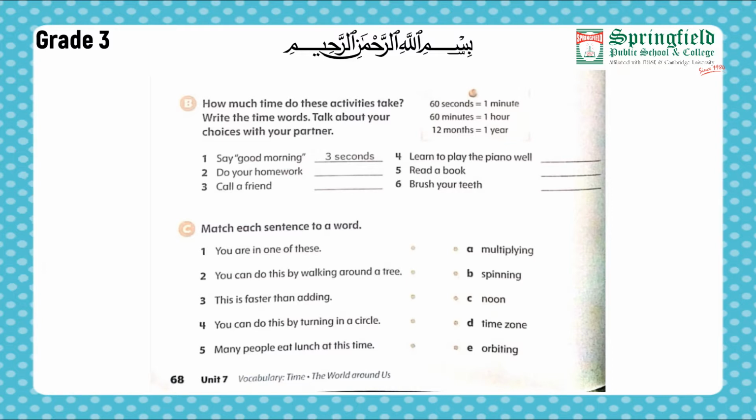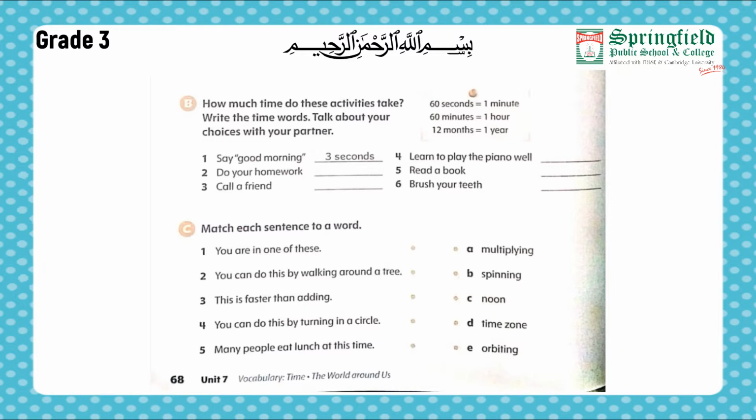Our statement number 4 is learn to play the piano well. Now this can take a year. Read a book. It can take about a month or 6 months. It's all up to you. Then next we have got brush your teeth. How much time do you take to brush your teeth? You have to give your times. I hope all of you are able to attempt it.